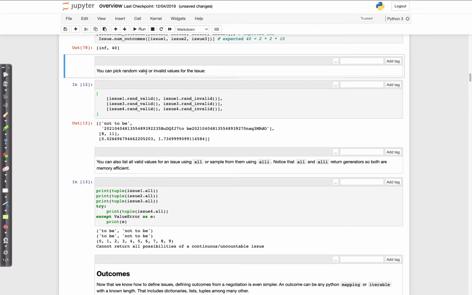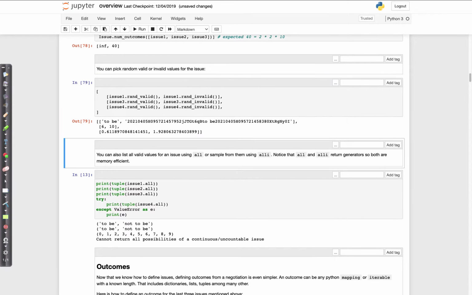You can pick random valid or invalid outcomes from the issue space by just saying I want a random valid value from the first issue, or a random invalid value from the first issue. Okay. You can enumerate issues, all of that.